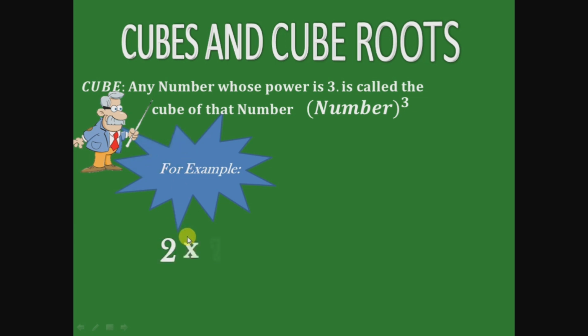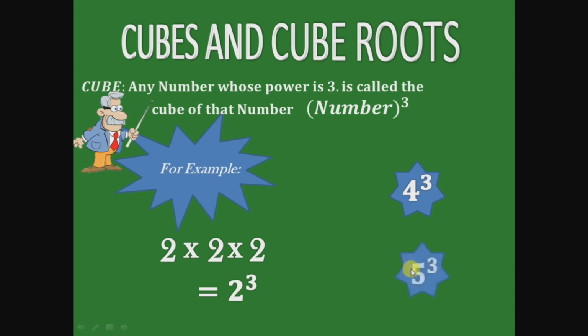2 into 2 into 2 can be written as 2 cube. A number with the power of 3 is known as a cube. So we pronounce it 2 cube. Similarly, this is 4 cube and this is 5 cube. So any number with the power of 3 is known as a cube.